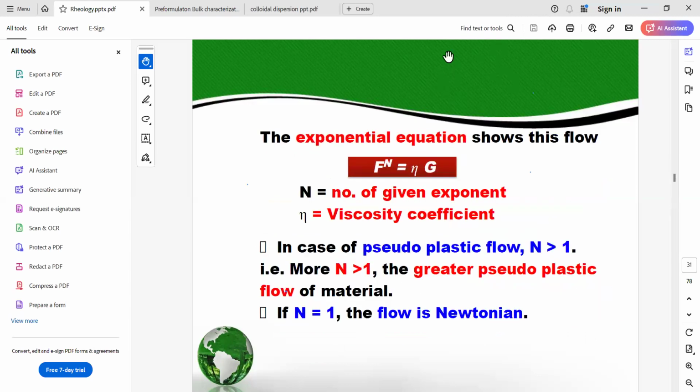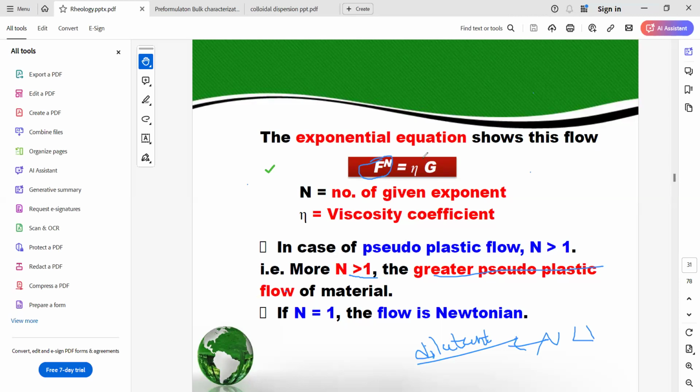And this is a very important equation from which I have asked you one MCQ: what will be the value of n for the pseudoplastic system and what will be n for the dilatant. The n value will be greater than 1 for the pseudoplastic and less than 1 for the dilatant system. Remember this also.